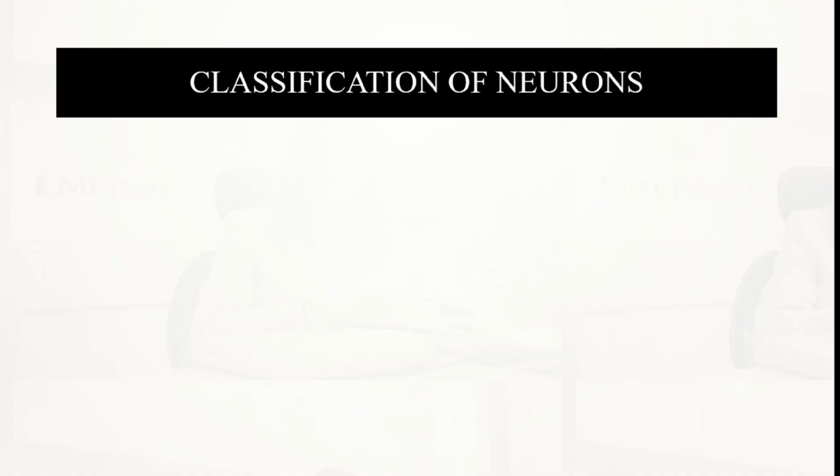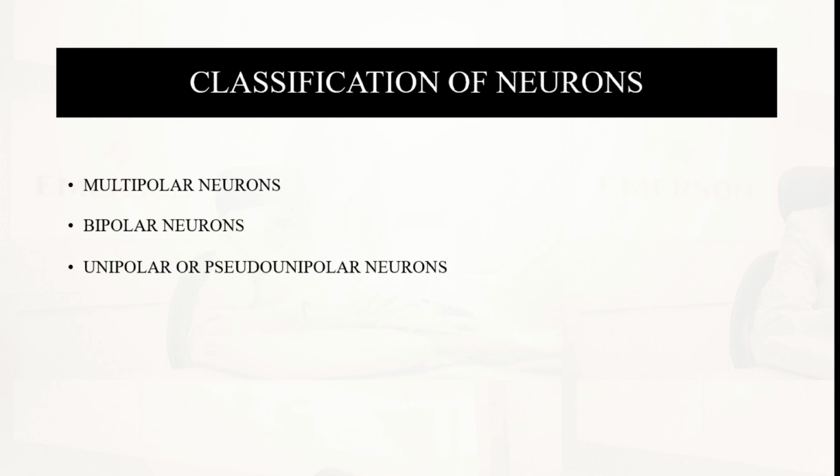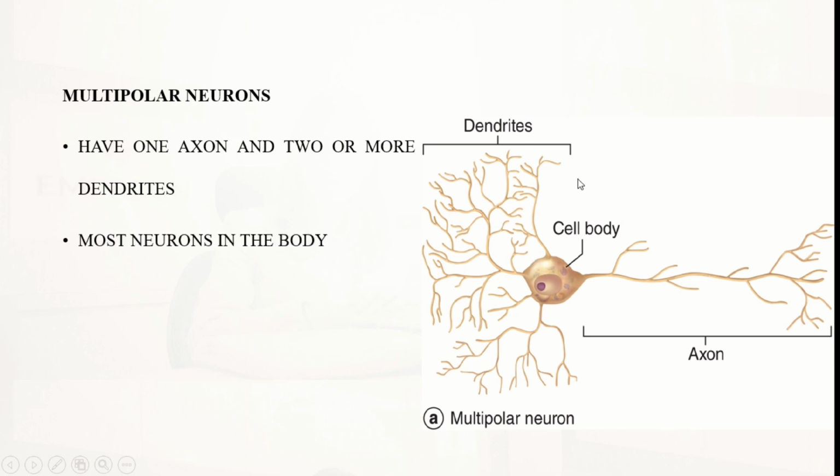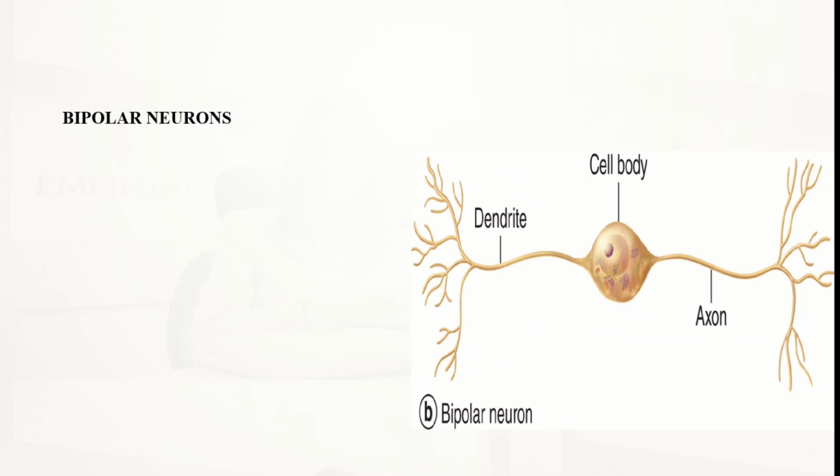So classification of neurons. We can classify neurons as multipolar neurons, bipolar neurons, unipolar or pseudounipolar neurons, and anaxonic neurons. This is a picture of the multipolar neurons. They have one axon and two or more dendrites. They have one axon as indicated, but two or more dendrites. These are the most common neurons in the body.